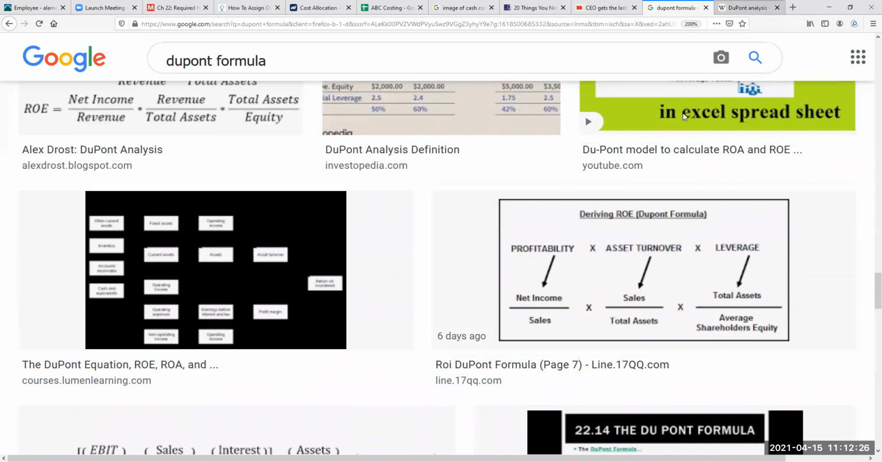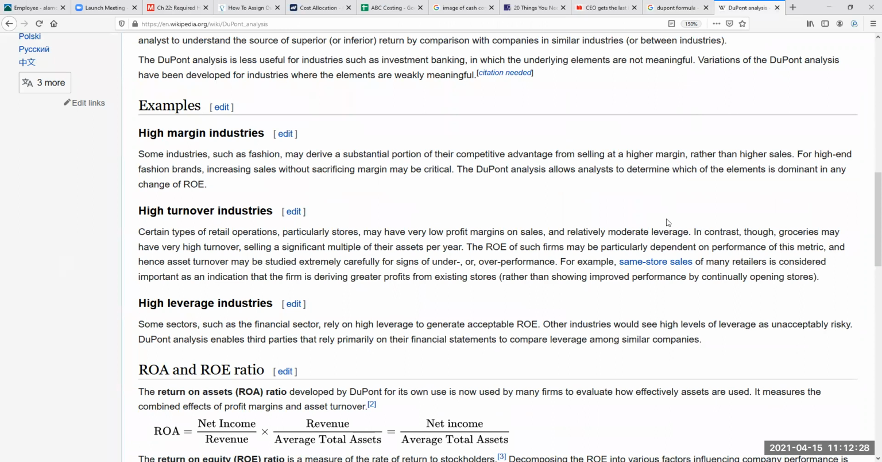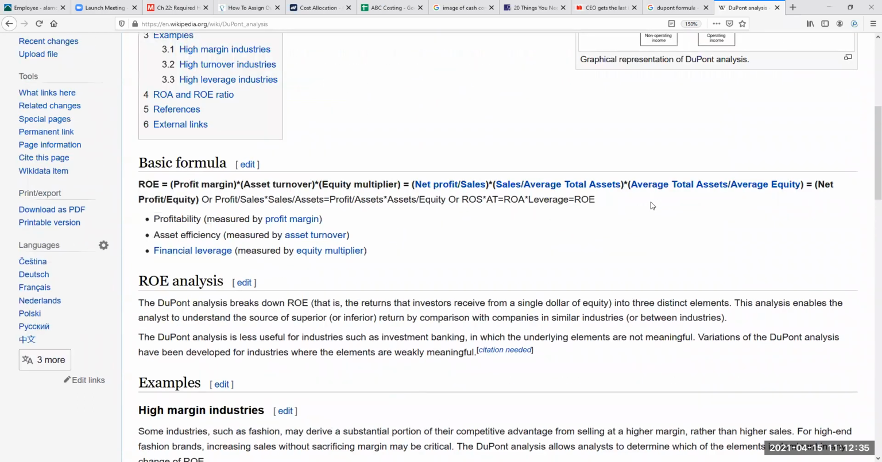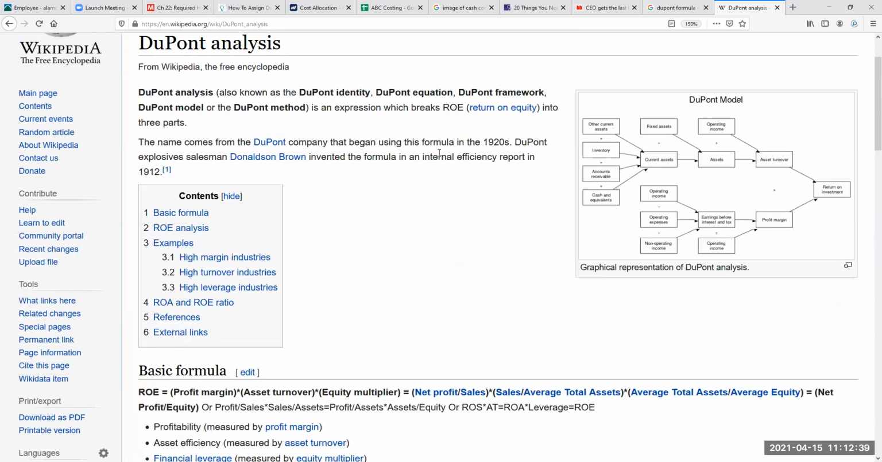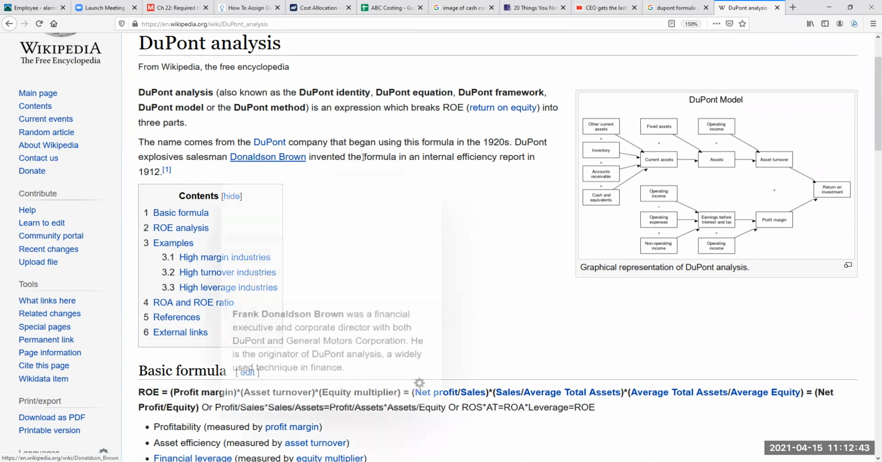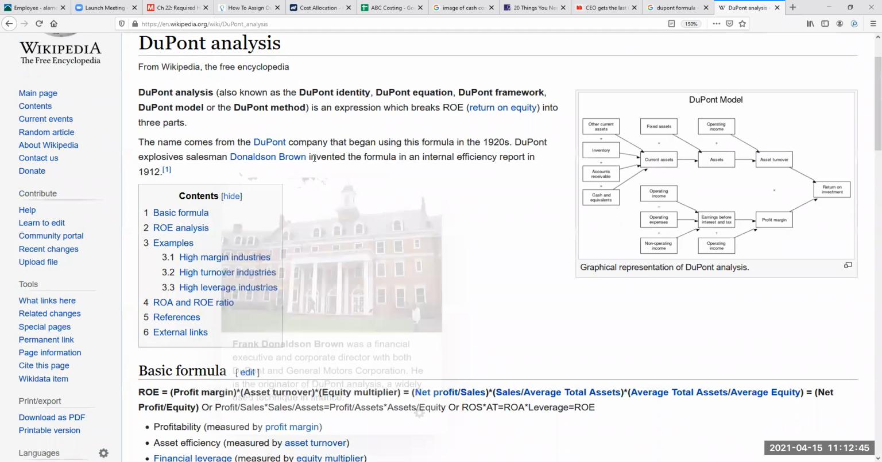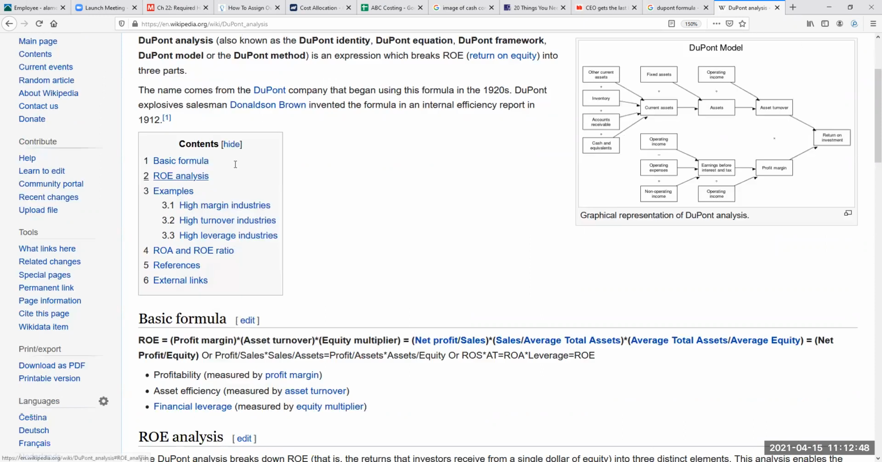Now, look where this came from. What year did this evolve? You're not going to believe it. And here I was never taught that. But anyway, 1912. It was developed by a salesman in 1912. Used the formula in the 1920s. DuPont explosive salesman Donaldson Brown invented the formula in an internal efficiency report in 1912.